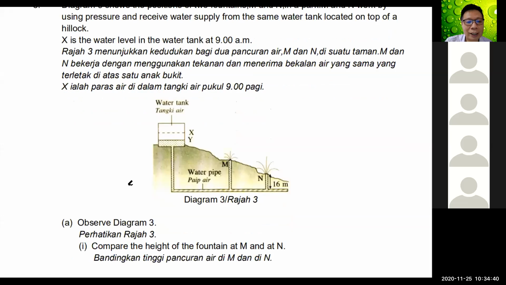Okay, now what the question say? Compare the height of fountain M and N. This one normal. Of course, this one higher than this one, correct or not? So the height of M greater than N. So your answer is M bigger than N. Just give the answer like that. Okay. The height of the fountain M greater than the N. Okay. So this one no problem.